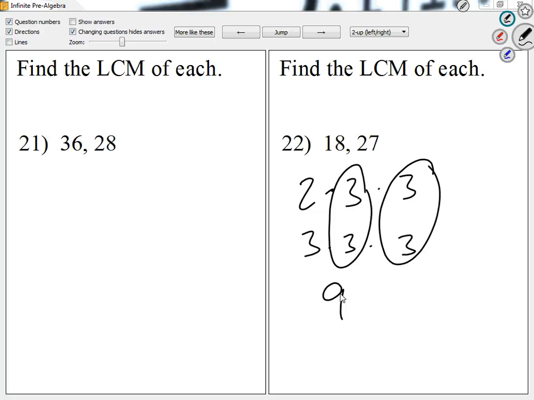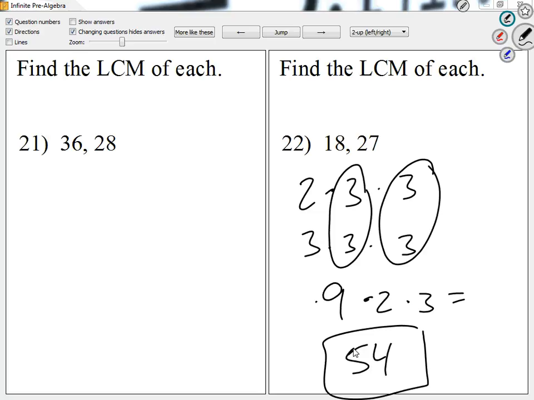But since I'm looking for the least common multiple, I'm going to take the greatest common factor and multiply by those that I was not able to get in a group. So I'm going to go 9 times 2 times 3. How much is that? 54. And if you guys make the list, 18 and 27, they both eventually get to 54. That's the least common multiple.